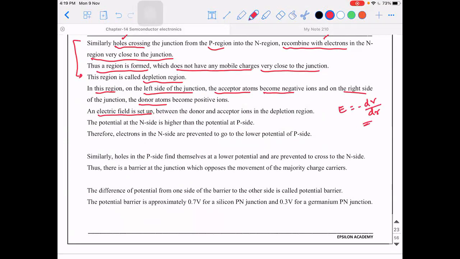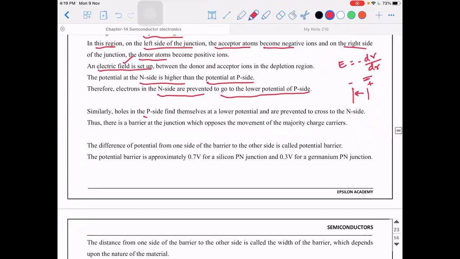So when there is a positive and a negative charge separated by a certain distance, obviously there will be an electric field. In which direction, guys? Negative, positive means the electric field is going to be from right to left. The potential at the N side is higher than the potential at the P side. Therefore, electrons in the N side are prevented from going to the lower potential of the P side. Similarly, holes in the P side find themselves at lower potential and are prevented from crossing to the N side.